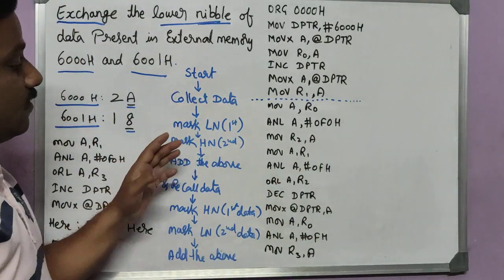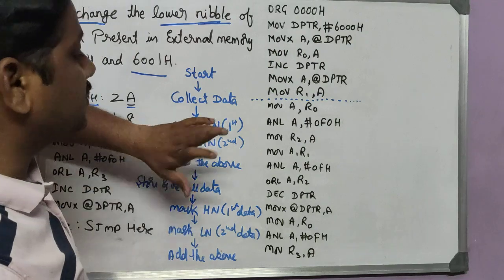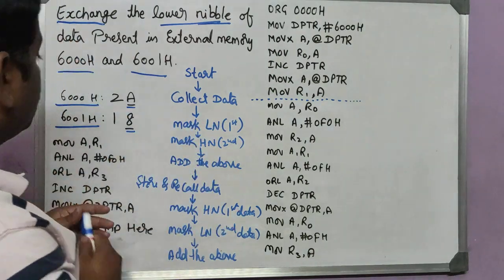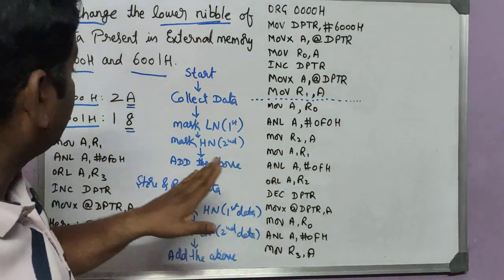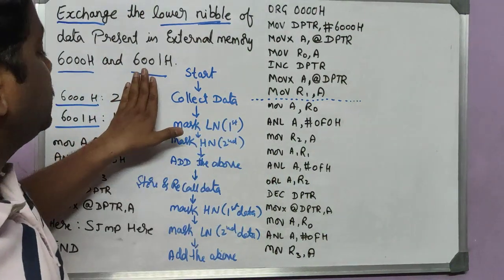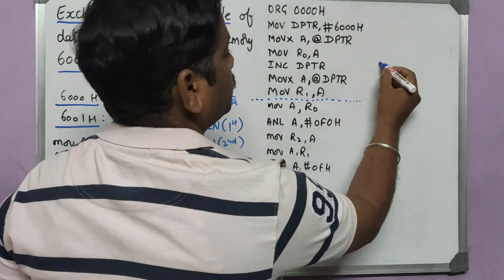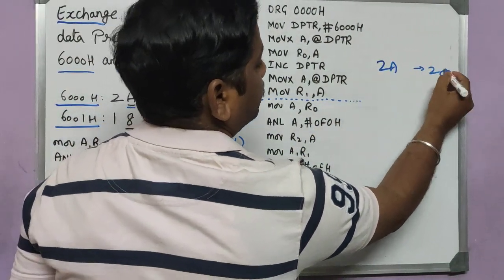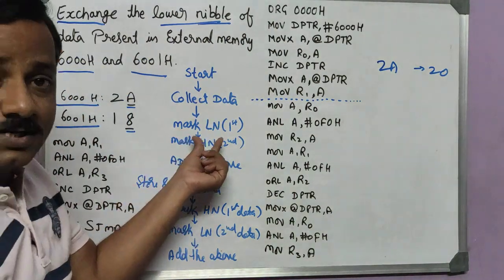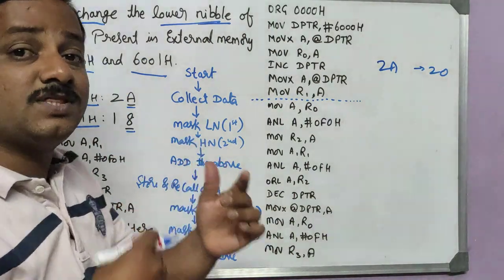And then the logic will be simple: mask the lower nibble of the first data. So 2A is the first data. I will mask the lower nibble. So A is the lower nibble, mask it. Once I mask it, 2A gives you 20. Right, mask the first data. Then mask the higher nibble of the second data.